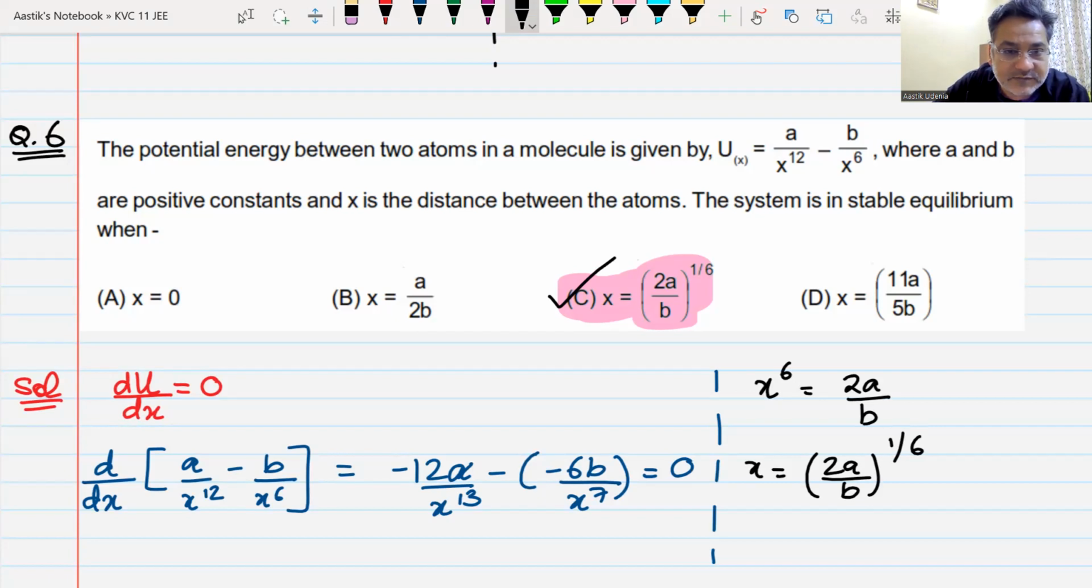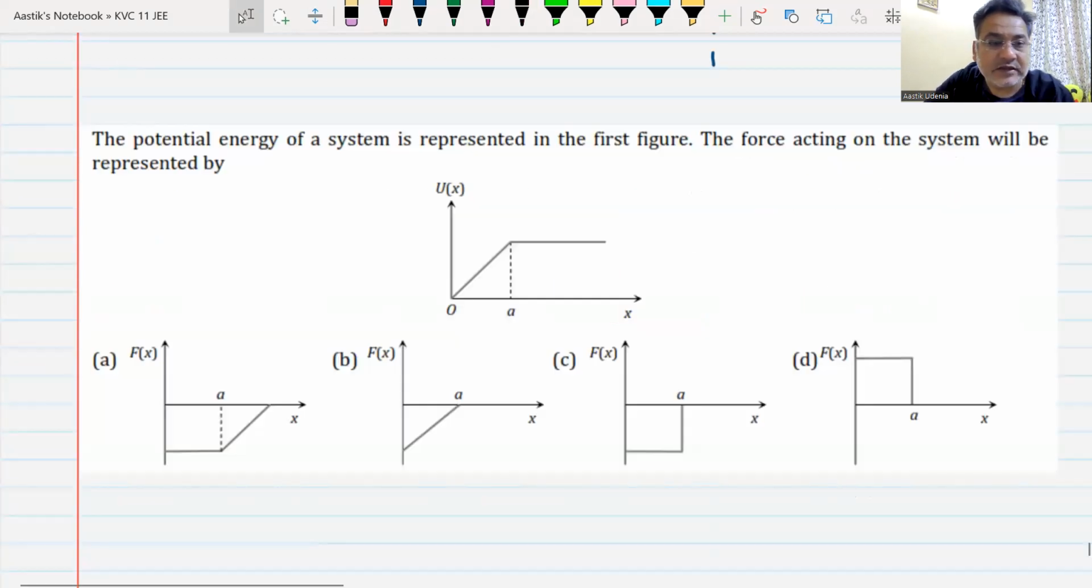If you can do this, that means you have understood everything that you had to understand about this particular topic. The problem is not with your understanding, the problem is with your remembering. That is one thing that you need to work on. The potential energy of a system is given by the first figure. The force acting on the system will be represented by which graph? Question number 6.